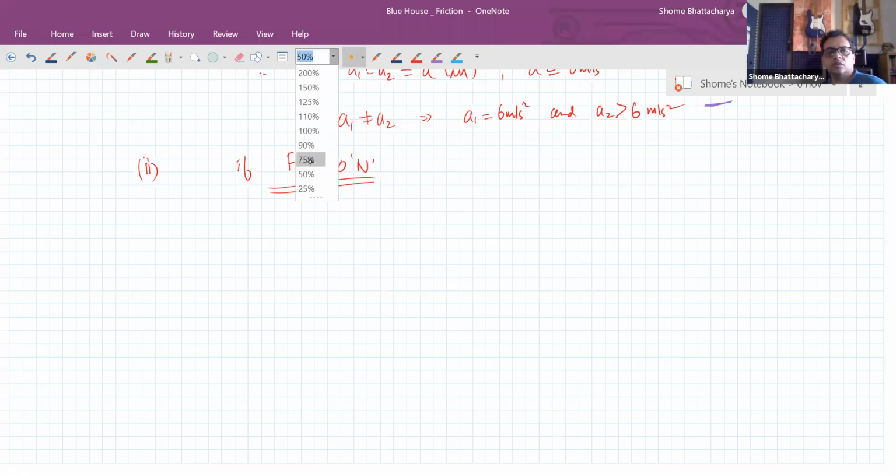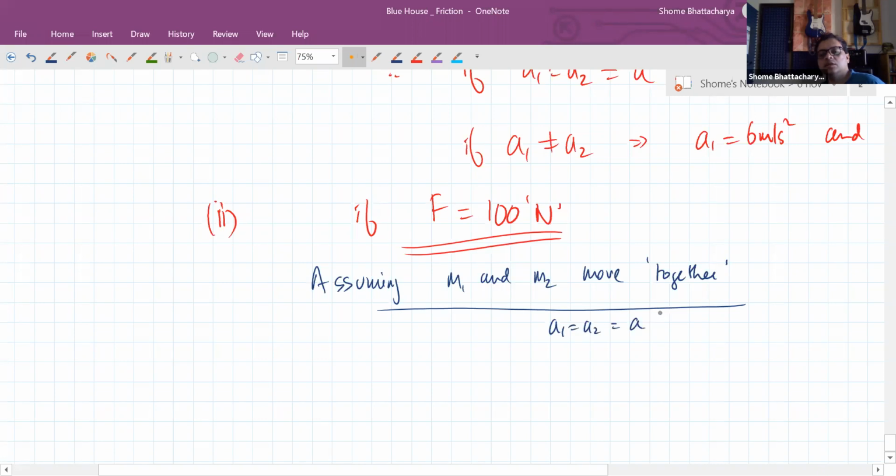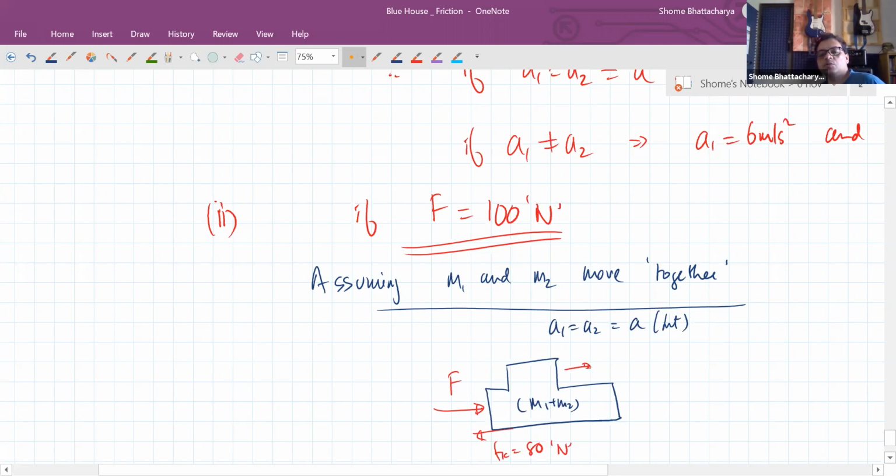Okay. So now, assuming that M1 and M2 move together, so A1 is equal to A2 equal to A. So we can make a combined free body diagram. The advantage is we only have to worry about one friction then, and that is the kinetic friction on the ground, which is 80 newtons. Okay. So they have a common acceleration A. So F minus that kinetic friction is combined mass into that common acceleration. So 100 minus 80 is equal to 20 A. So we're getting that common acceleration as 1 meter per second square.